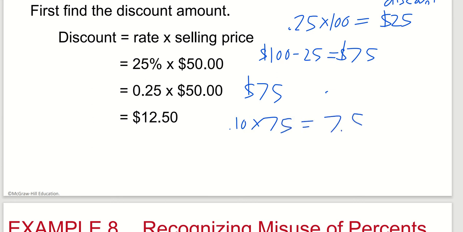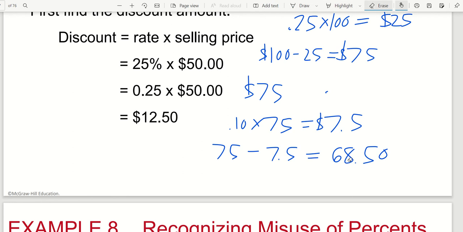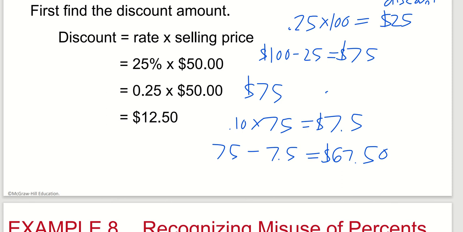That should be 7.50. And if we take that amount away, 75 minus 7.50 should leave us with 68.50, if the math in my head's correct. 67.50, sorry. So 67.50. And if we think about it, we had an original starting price of $100. After these two discounts, we end up with a final price of $67.50.